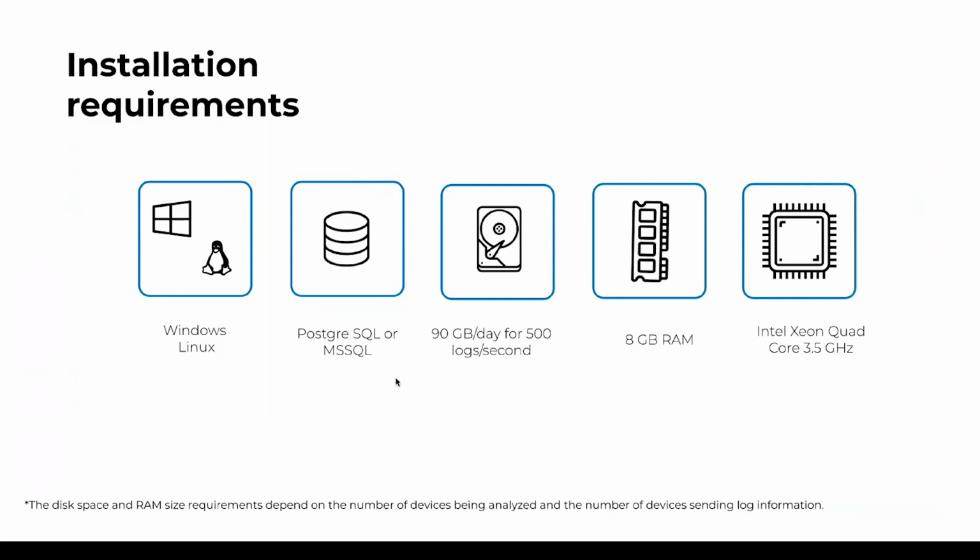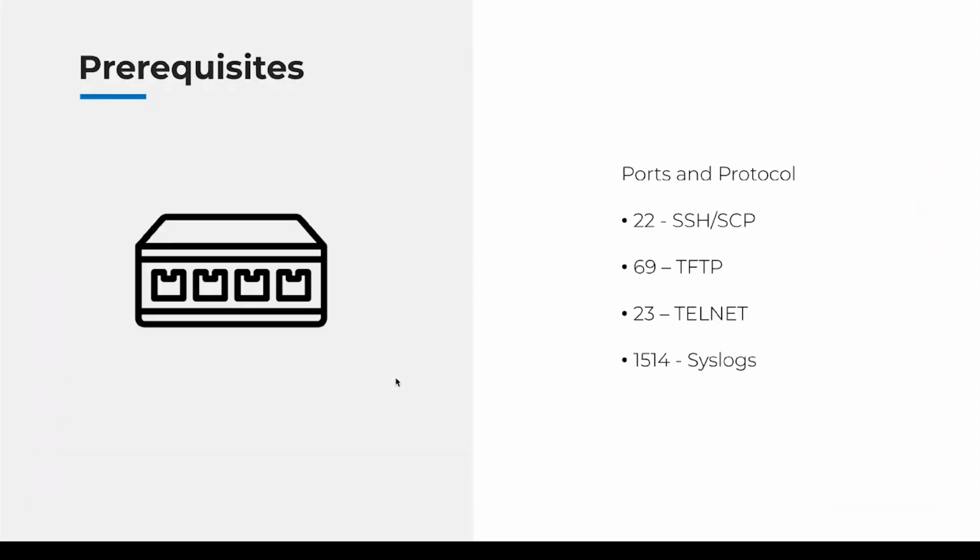On the screen, you can see the prerequisite ports that need to be free and the respective protocols that would be used. Here we have the SSH/SCP protocol on port 22, TFTP on port 69, and 23 for Telnet. And finally, we have 1514, which is the listener port for syslogs, where you are required to forward all your syslogs for Firewall Analyzer to generate reports.